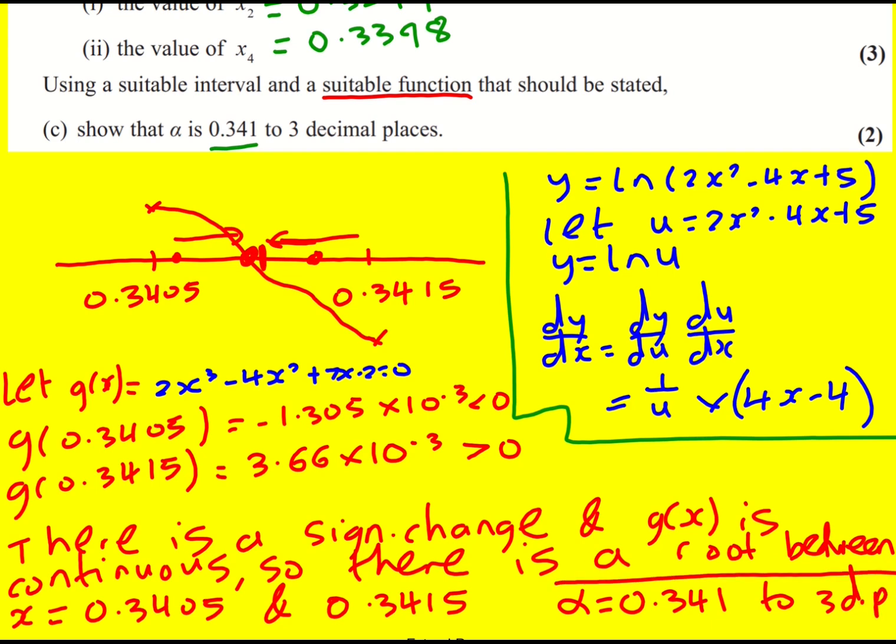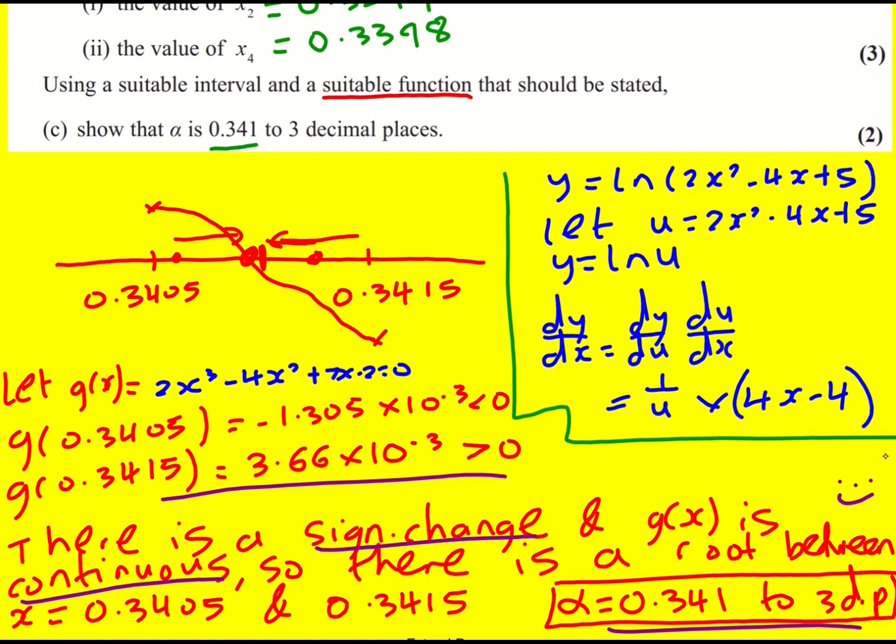I wouldn't go overboard. I know it's only 2 marks, but just make sure you hit all these key things. I think, to be honest, the key ones are getting these values, and then basically saying there's a sign change or that one's positive, one's negative, saying that it's continuous, and then writing your conclusion. Well done.